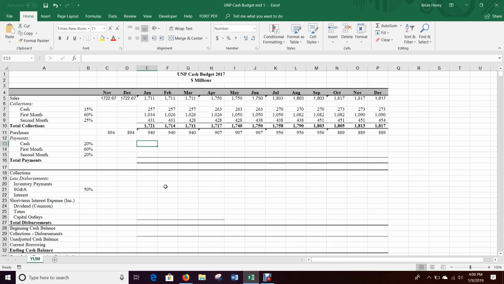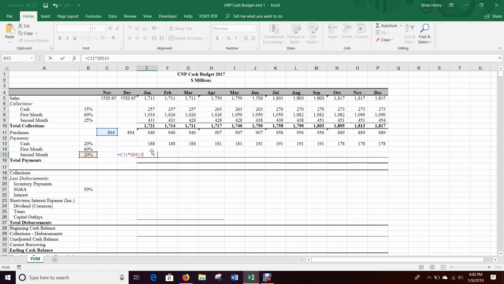So again, cash is pretty easy. So anything we pay in real time is just going to equal the cash percentage times how much we spent in cost of goods sold that month, basically. First month, and then I can drag that over to here. First month, right, is then going to be I bought stuff here, but I'm paying for it the next month. So I'm going to go back here and then multiply that by the 60%, and that's going to tell me what I pay there. And then this is going to be 2 months lagged. So this times this.